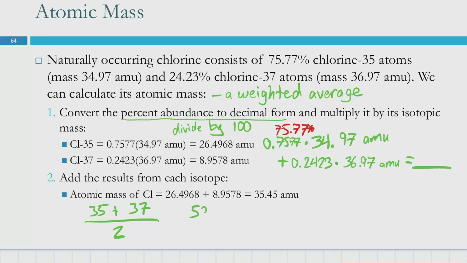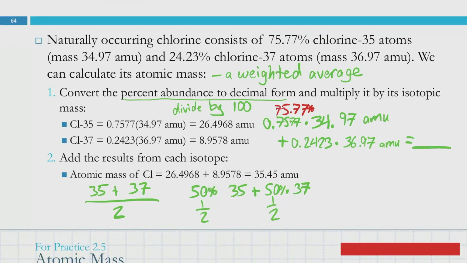This is because they would both be 50%. 50% could also be written as 1 over 2. So if half of it is 35 and half of it is 37, then we can just combine those halves to make it the average that we know and love. But since they have different amounts, we have to take the amount, their fractional abundance, and multiply it by their atomic mass and add those up.